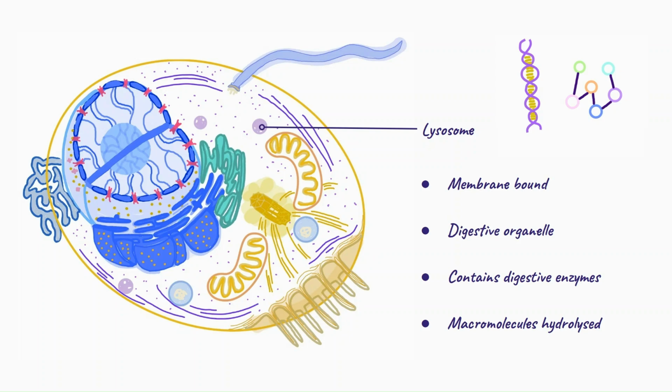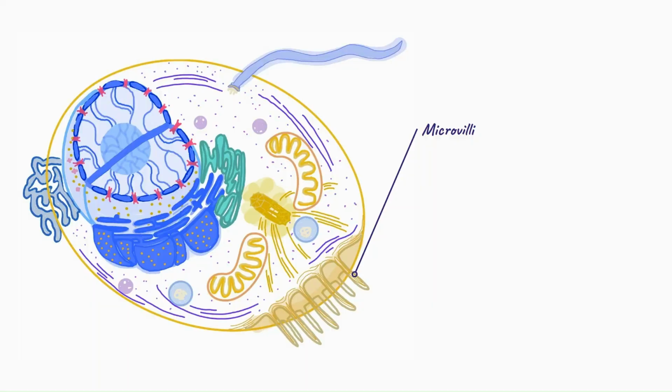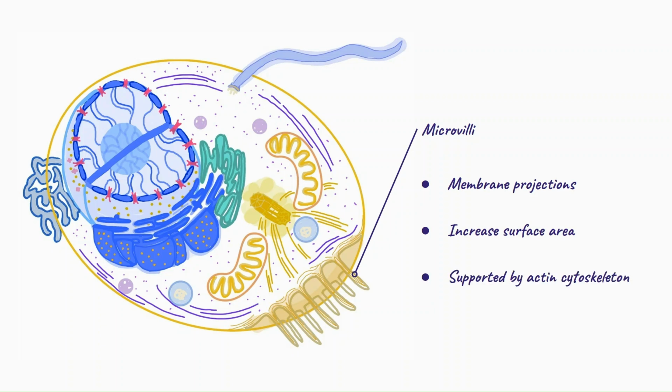Okay, microvilli. Now these are membrane projections at the base of the cell in this image. They increase the surface area of the cell, so these can help with absorption of nutrients. For example, microvilli increase the absorption of nutrients in the gut of animals and humans. Overall, they are supported by the actin cytoskeleton, which is another term for the microfilaments within the cell. Now, as you can see, they are thin, finger-like protrusions.